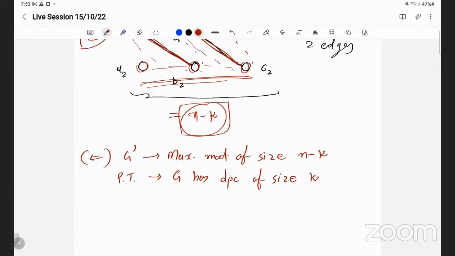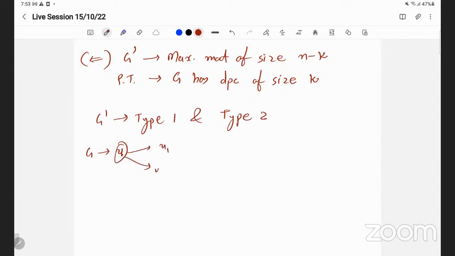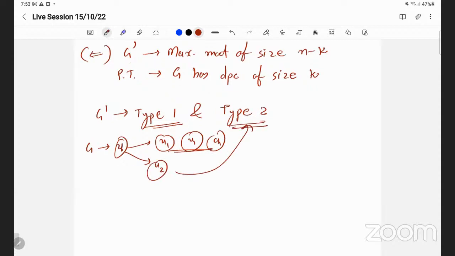To prove this, there are two types of vertices in G prime, type 1 and type 2. Each vertex in G was split into U1 and U2. By type 1, I mean all the vertices of type U1, V1, A1, like that. And U2, V2, A2 will go into the type 2 vertices. So these are all the type 1 vertices.